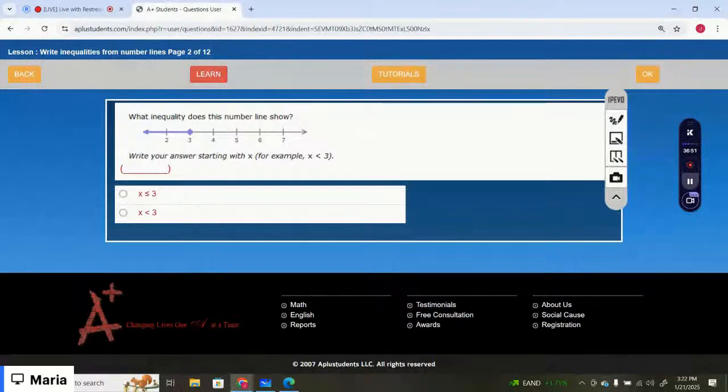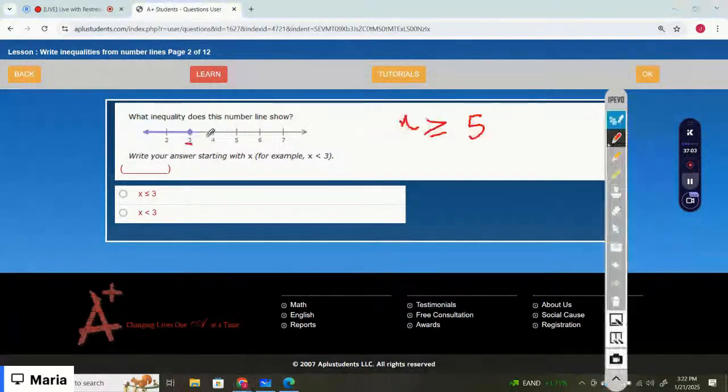What inequality does the number line show? Which is the correct option? Here we have a filled-in circle on 3, right? And the arrow is pointing to the left side. So that means x is less than or equal to 3. Option number 1 is the correct option. That is x is less than or equal to 3.